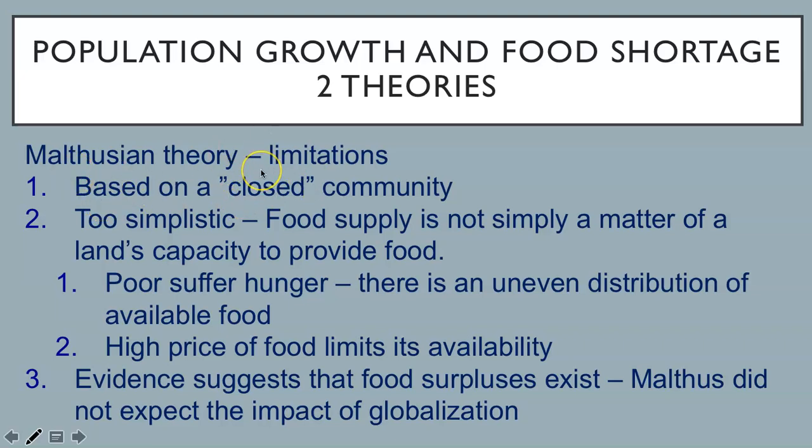Limitations of this theory. It's based on a closed community. In reality, communities are not closed because of the constant in and out migration. It is also too simplistic. Food supply is not simply a matter of land's capacity to provide food. We know that there is an uneven distribution of available food. It's the poor who suffer hunger. Also, the high price of food limits its availability. And evidence suggests that food surpluses do exist. Malthus did not expect the impact of technology and globalization on food generation in our day.